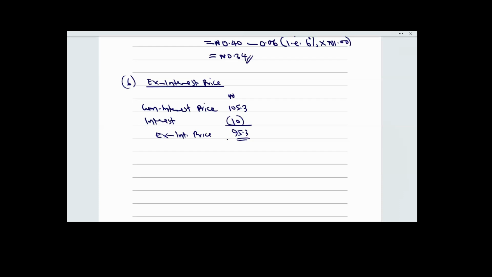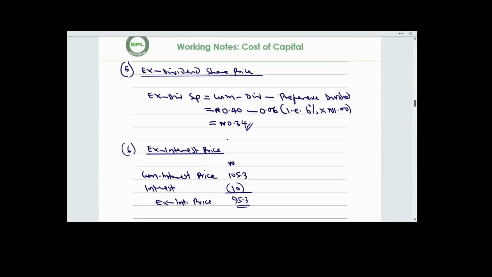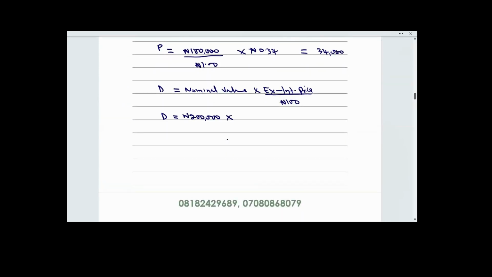Okay. So now that I've calculated the X int price, I can then go ahead and calculate the market value. So multiply by 95.3 divided by 100. So this will give us 200,000 naira multiplied by 0.953 equal 190,600. Then we need to get the total market value.